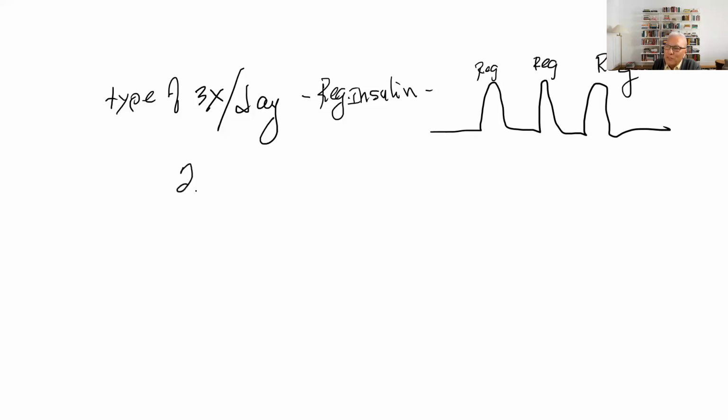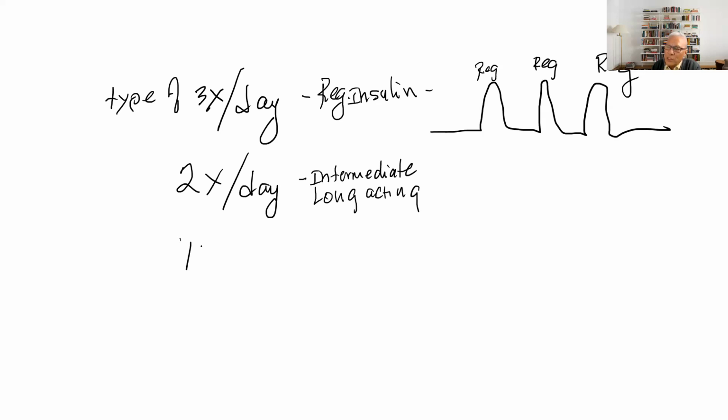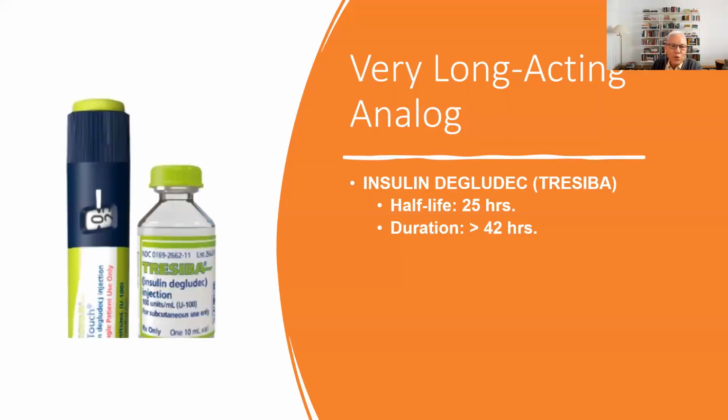What type of insulin would you give 2 times a day? Yes, your intermediate acting, like your NPH, as well as your long acting insulin, right? And how about one that you give once a day? Extra long or your basal insulin? Okay, very good. So these are the ways in which we manage hyperglycemia in patients who are type 1.